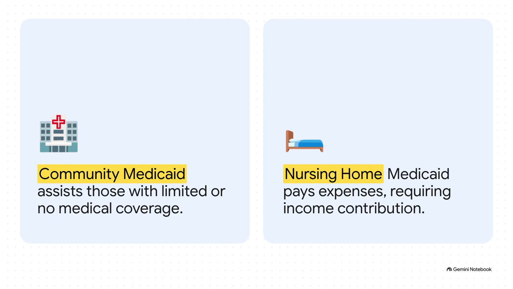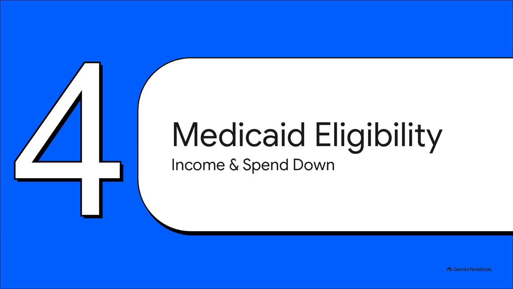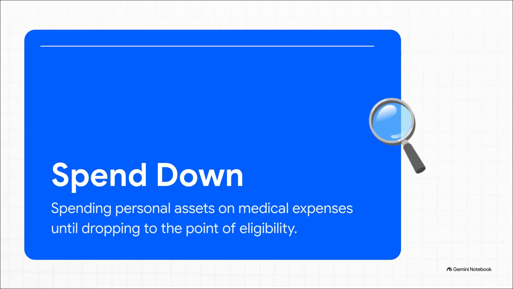And while federal law guarantees a baseline of care for both of these, states can absolutely offer supplemental services depending on their specific budgets. Section 4. Medicaid Eligibility and Spend Down. Now, eligibility isn't just about income. It is heavily tied to financial assets. So what happens if a patient is low income but has maybe just a few too many assets to qualify? Well, they enter what's called a spend down. These patients must literally spend their own personal assets on medical expenses, totally out of pocket, until their wealth drops to the exact point of eligibility.